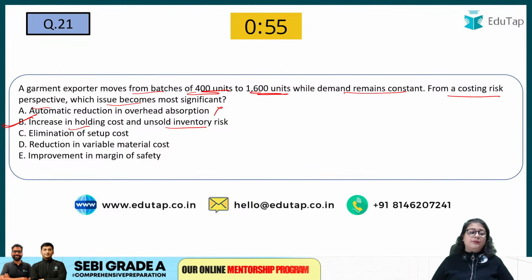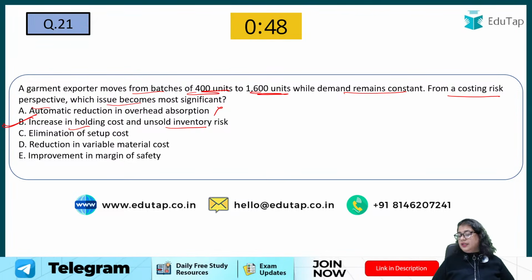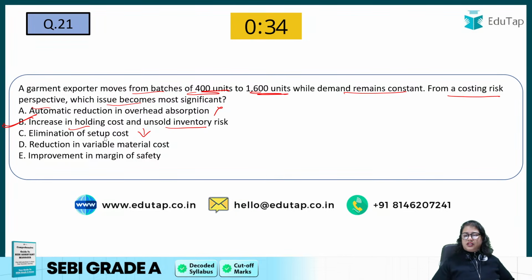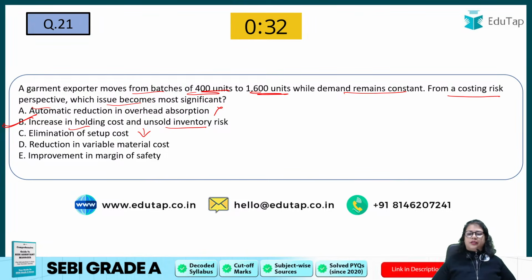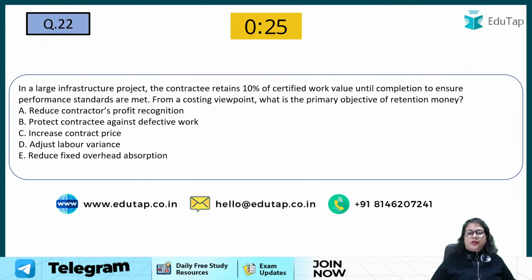So excellent, everyone. Elimination of setup cost. You can say that yes, the setup cost will decrease, but it will not be eliminated, right? It will decrease but not eliminate. Then reduction in the variable material cost. When the batch size increases, material cost will increase, it will not reduce. And then improvement in the margin of safety. Again, this is very illogical, because margin of safety is for the profit, right, how much profit margin there is. So this is also wrong. So the answer is B.